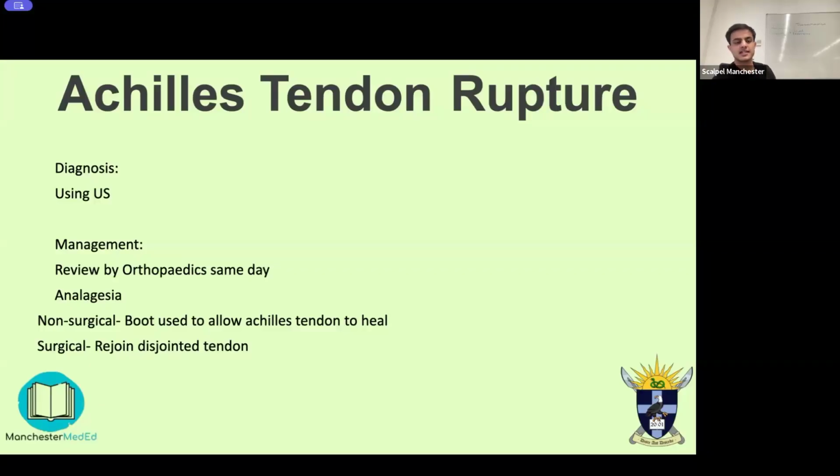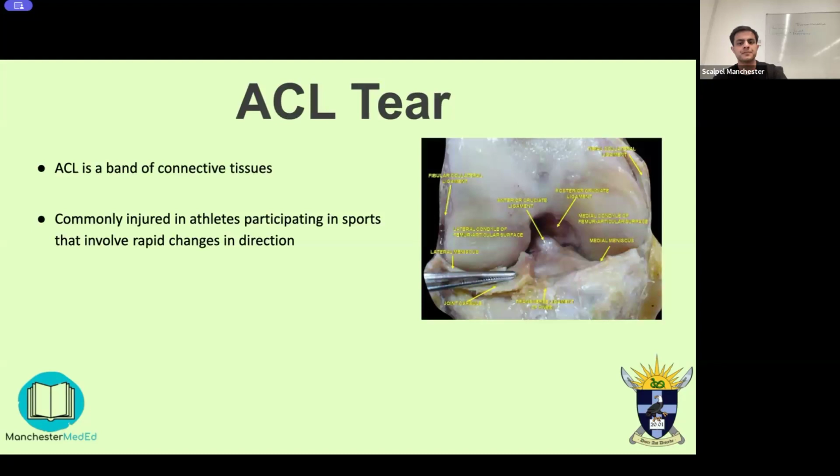So you're going to diagnose Achilles tendon ruptures using ultrasound, and management is review by orthopedics the same day. Again, analgesia, and then I've never been asked about the surgical management of Achilles tendon rupture, but non-surgical is a boot to allow the Achilles tendon to heal, and surgical is just rejoining the disjointed tendon.